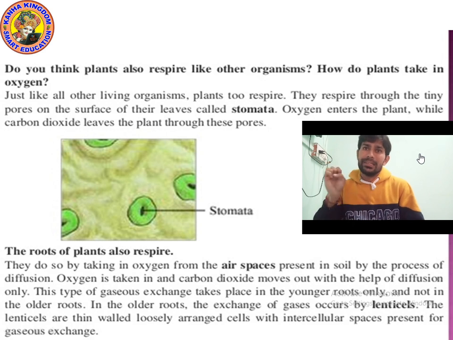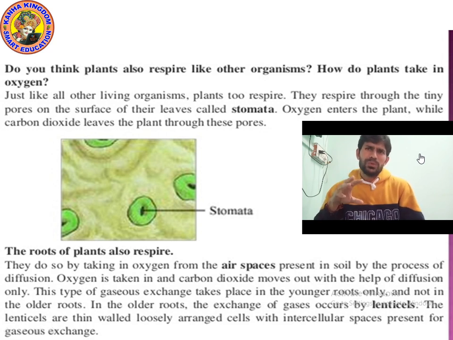So they take the air from the soil, and oxygen is taken in and carbon dioxide moves out with the help of diffusion. So through the diffusion process they take oxygen in and leave carbon dioxide. This type of gaseous exchange takes place in the younger roots only, and not in the older roots.